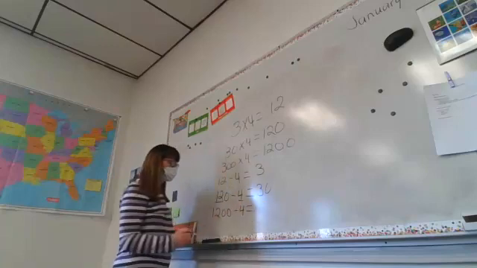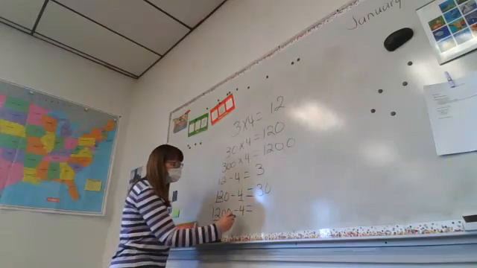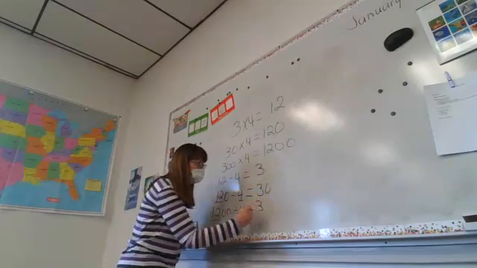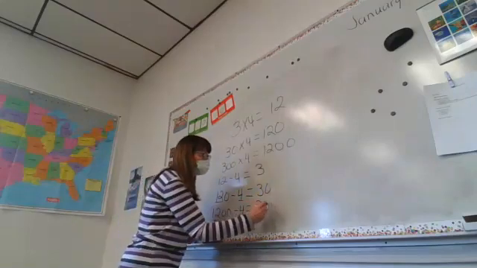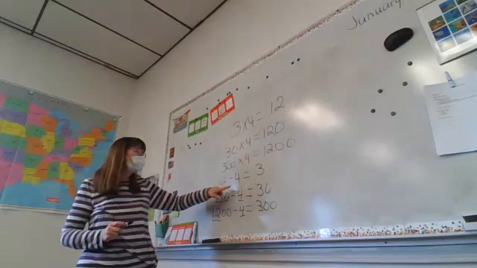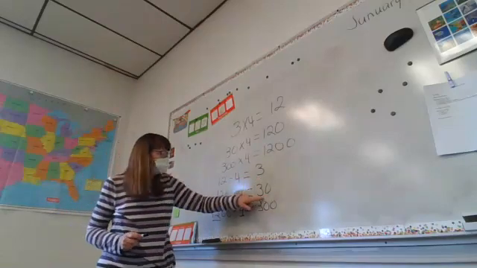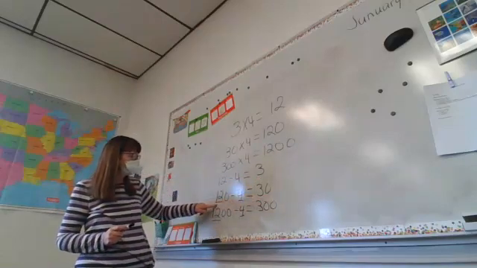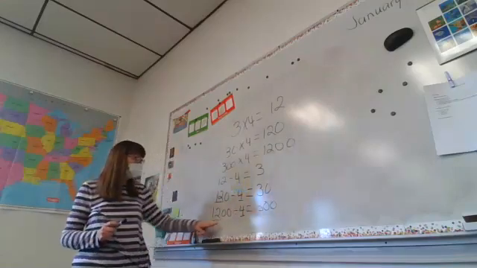What's 12 divided by 4? 3. How many zeros? 2. Okay, so let's check. Let's go backwards. What's 3 times 4? 12. What's 30 times 4? 120. 300 times 4 is 1,200.